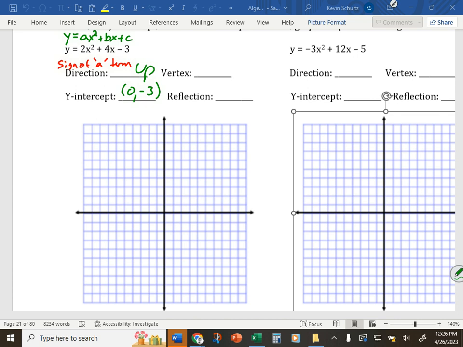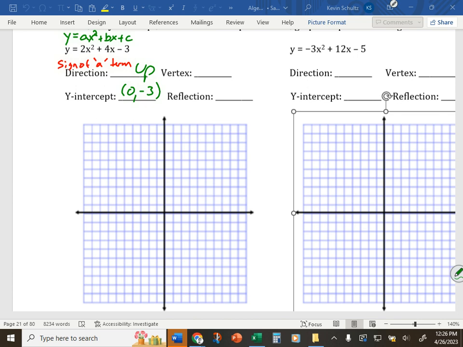Can a parabola go sideways? It's not called a parabola. I forgot to look at what it's called. It's still not coming to me. But no, a parabola will either open up or it will open down. Is the vertex negative 1? I don't know. Let's figure it out.